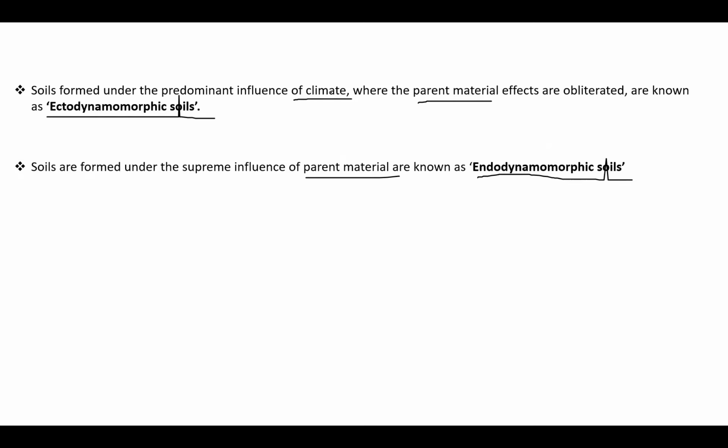So if the climate is dominating over the parent material, those soils are called ectodynamomorphic. Instead of that, if the parent material is dominating, they are called endodynamomorphic soils. This is how different climates affect the soil formation types. Thank you.